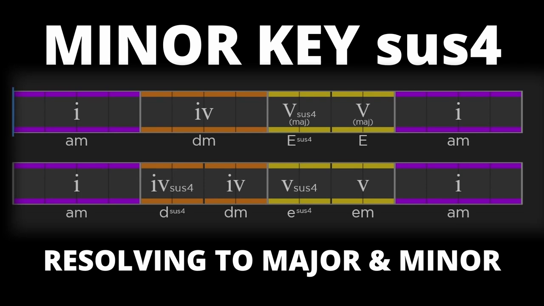Sus4 chords are also useful in minor keys. Because of their suspended nature, they can resolve to major and minor chords. We can exploit this in minor keys, where we will often use the major and minor versions of a chord in the same song. Let's look at an example in the key of A minor. Pay particular attention to bars 3 and 7.